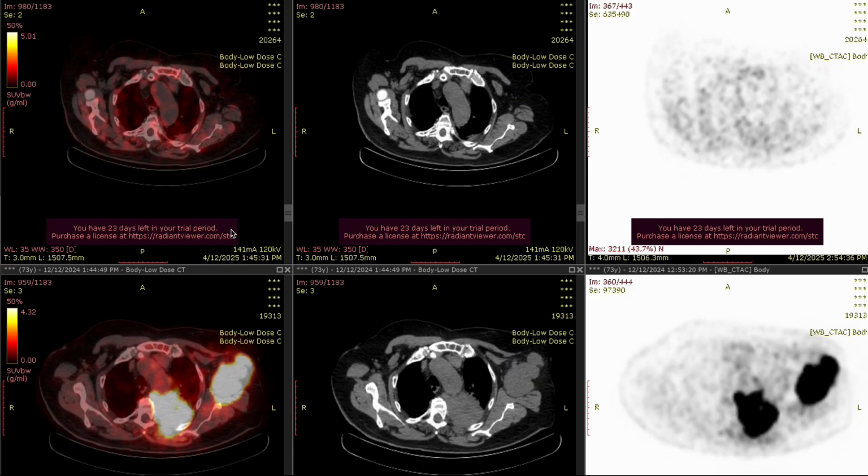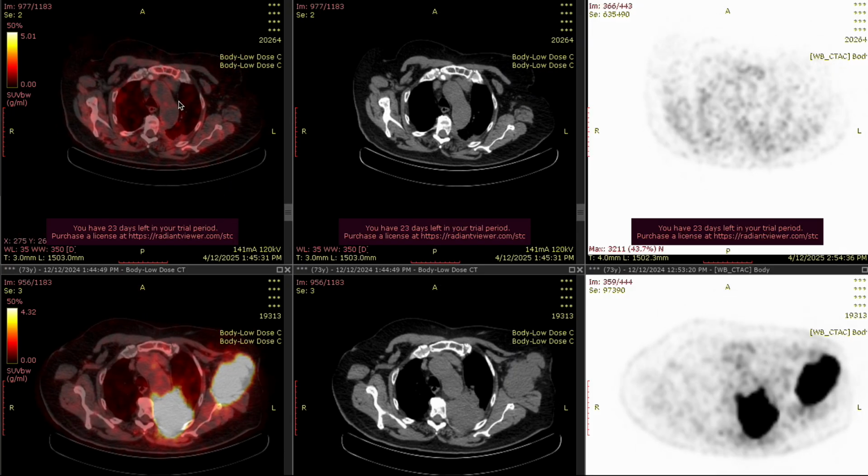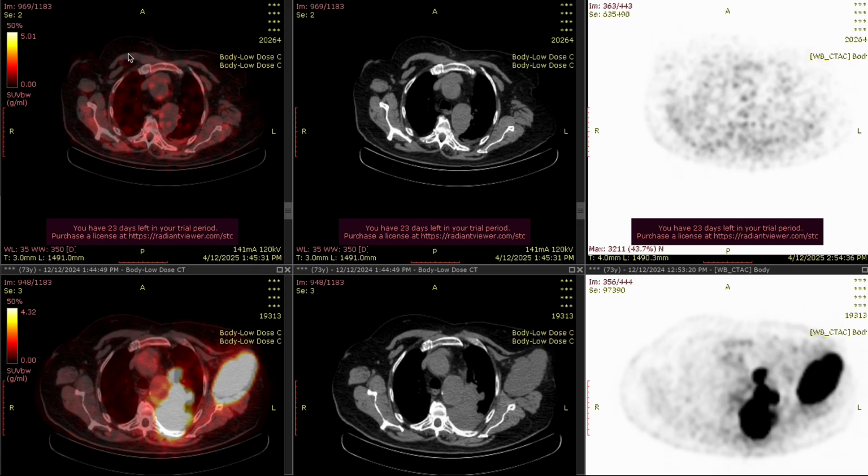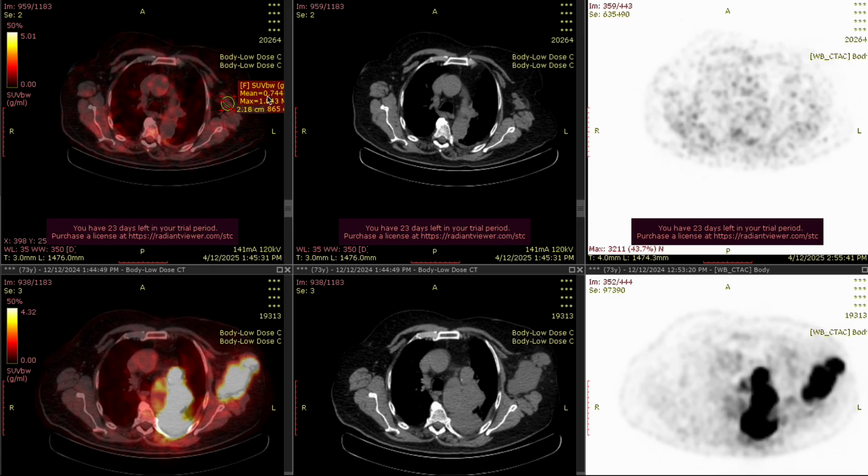And we should measure the mediastinal activity. It's 1.3, and the axillary region is 1.8. So it's more than the mediastinal and less than the liver. This is Deauville 3. It's still complete metabolic response.